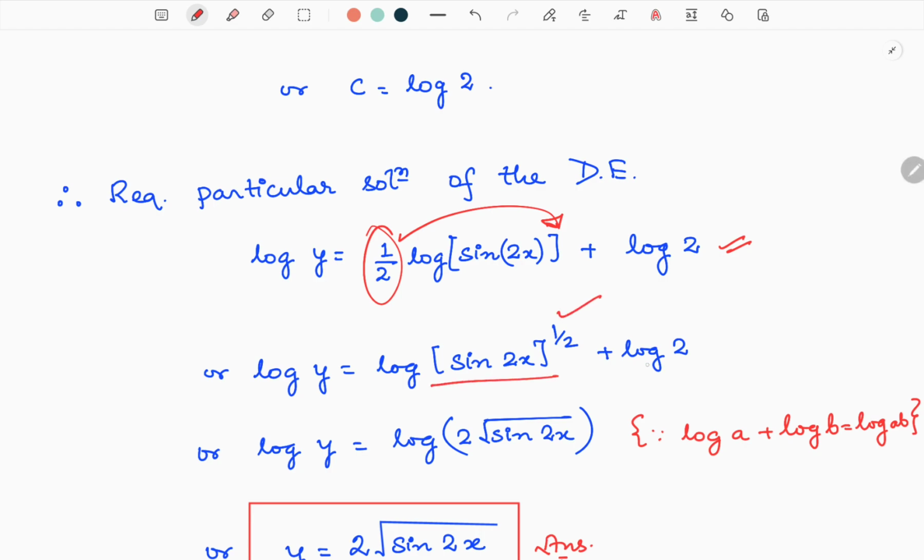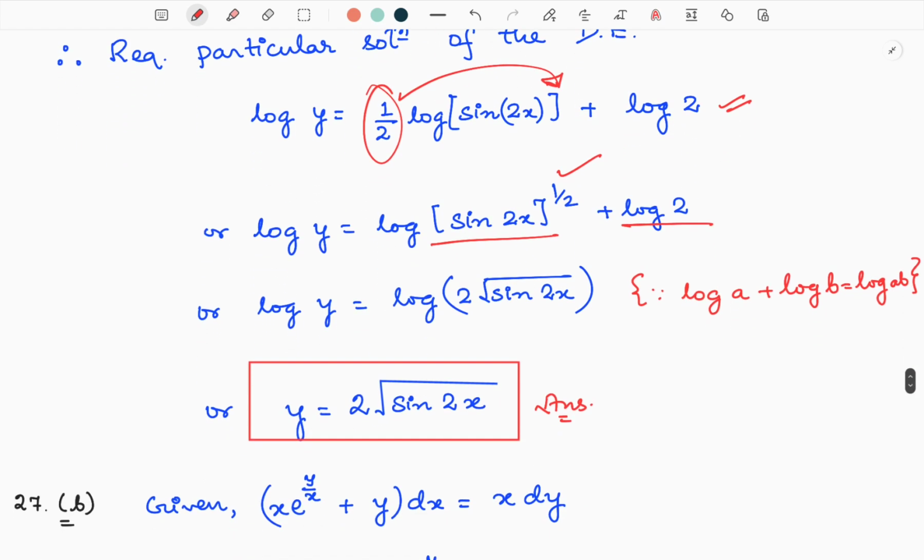Now log a plus log b becomes log ab. So apply this property, it will become log of 2 root sin 2x. Now log will get cancelled, and y will become 2 root sin 2x. This is the final answer. If you write up to this step, then you will get full 3 marks. And if you leave the previous three steps, then I think 0.5 marks will be deducted.